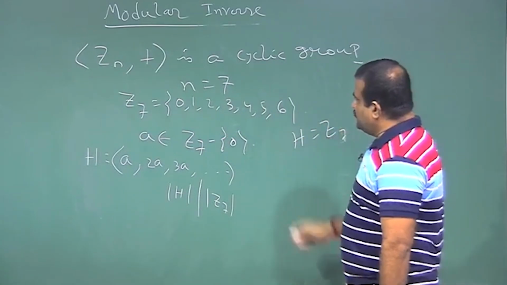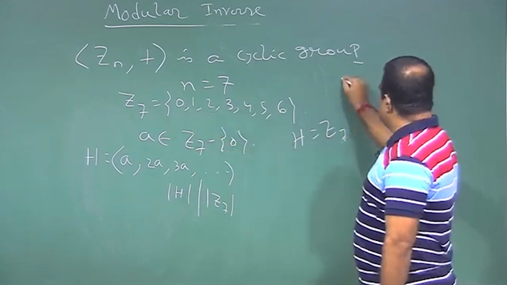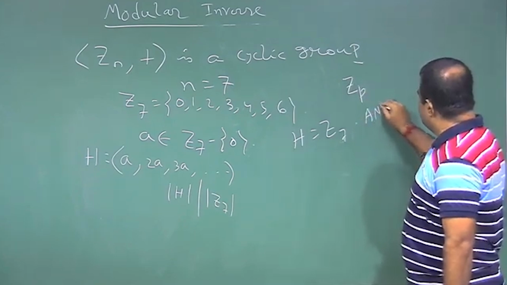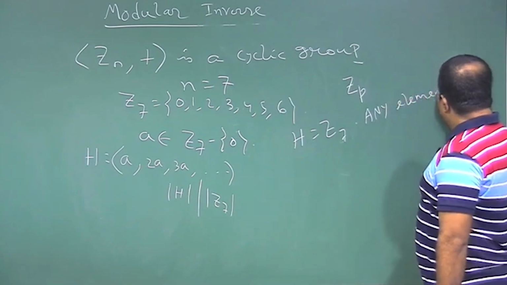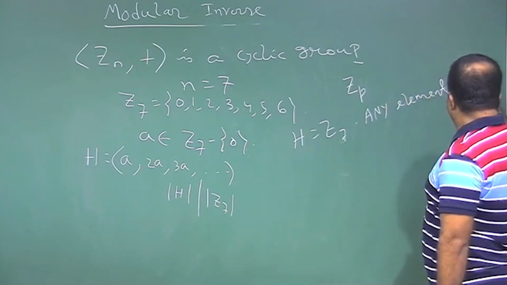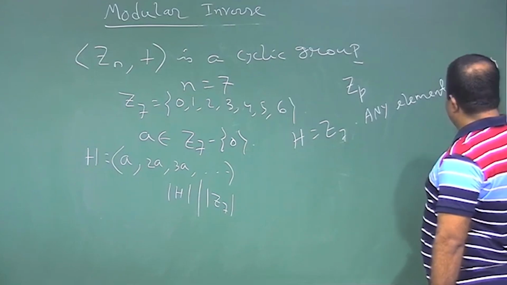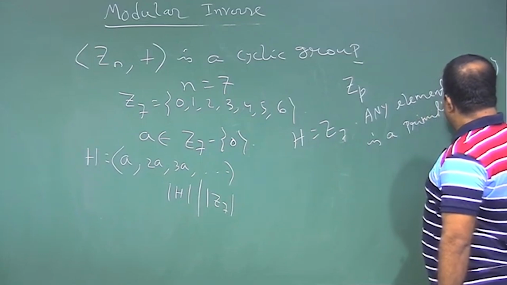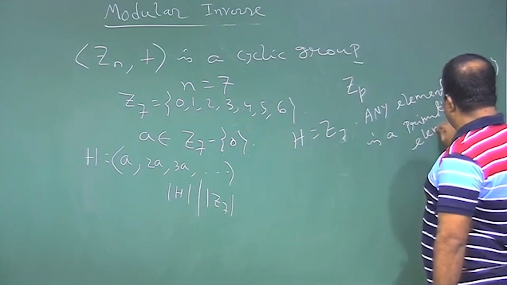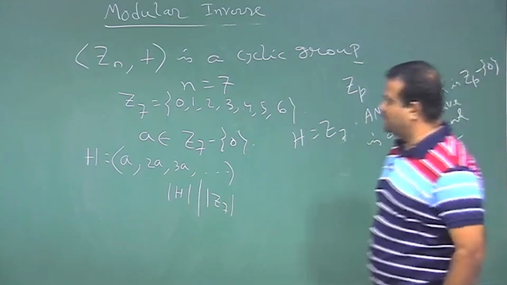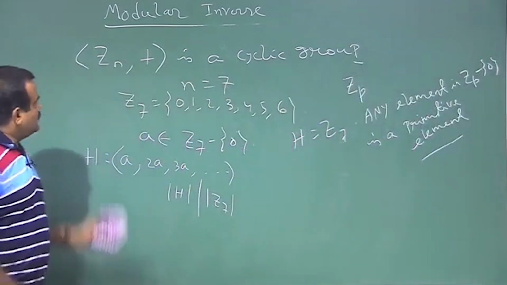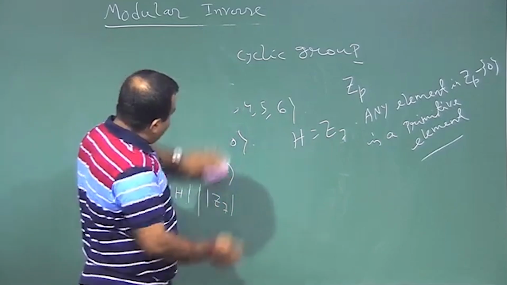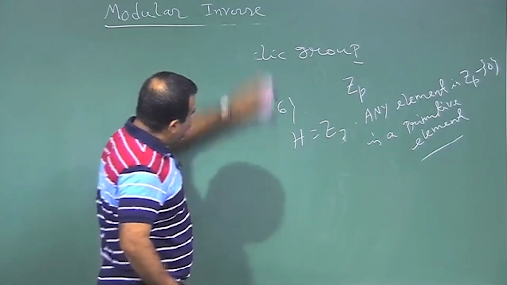Z7. So that means if P is prime and we consider ZP, then any element other than 0, in ZP minus 0, is a primitive element or a generator, a primitive element in the additive sense. So far the operation we have defined is the addition. Okay, now we will define another operation, and modular inverse under the additive sense is the inverse.